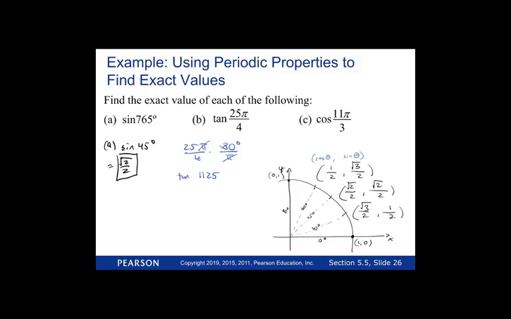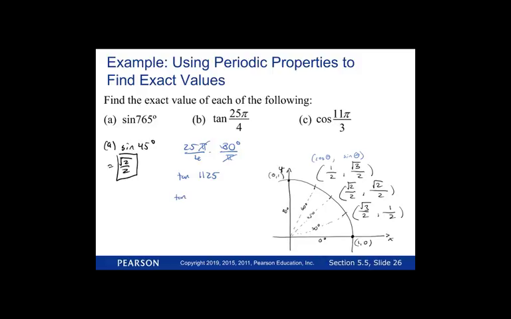So now 1125. We need to pull out the complete revolutions. How many complete revolutions did we do? Is it 3 full revolutions? Hey Siri, what's 1125 minus 3 times 360? Sorry. Let's try it again. Hey Siri, what's 1125 minus 3 times 360? 45. 1,125 minus 3 times 360 is 45.